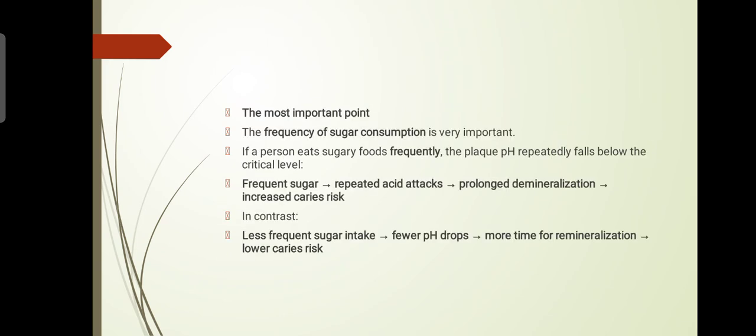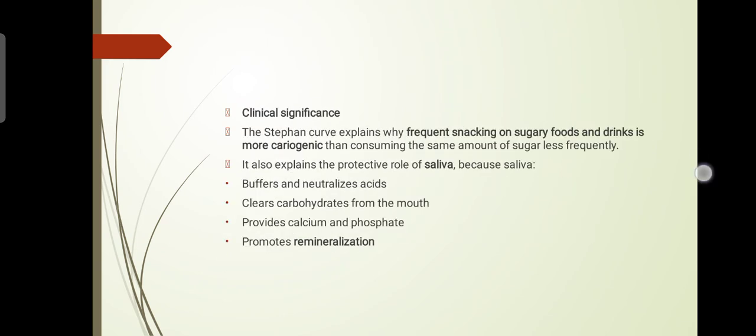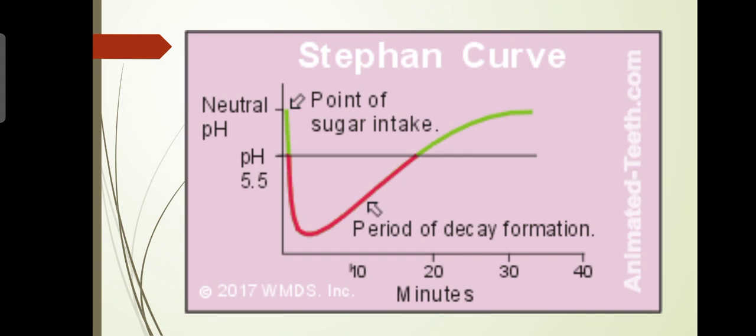Why is it called a curve? Because the typical graph approximately looks like this. Neutral pH, point of sugar intake, pH drops. This is a decay formation. Tooth decay occurs, and after that neutralization occurs through saliva.